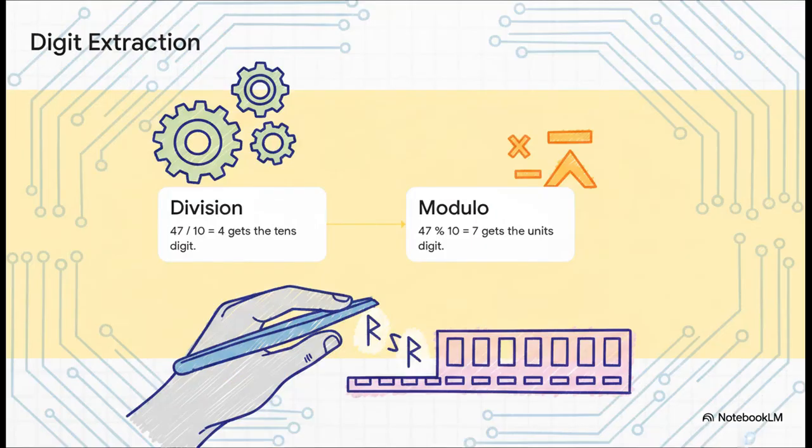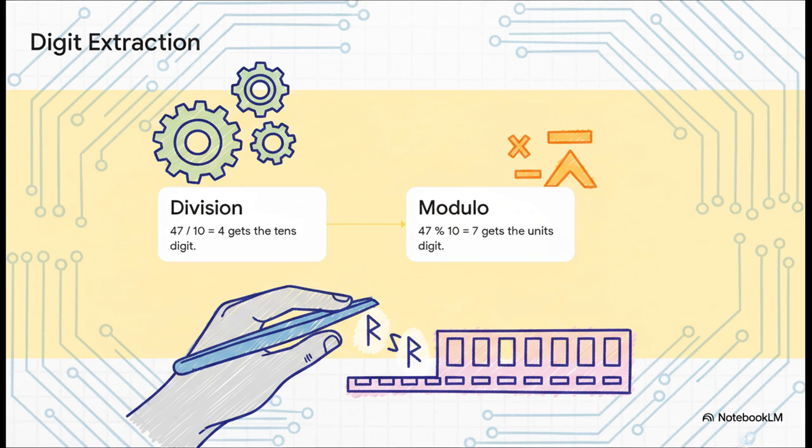So how do we split a solid number into individual pieces? Well, we use math like a pair of precision tweezers. Step 1 is integer division. Because we operate in a base 10 number system, dividing 47 by 10 gives us exactly 4. Remember, integer division simply chops off the decimal. That extracts our tens digit perfectly. Step 2 is the modulo operation, which gives us the remainder of a division. Why does this work? Because any number modulo 10 always naturally isolates the rightmost digit. 47 modulo 10 leaves us with a remainder of 7, boom, our units digit.